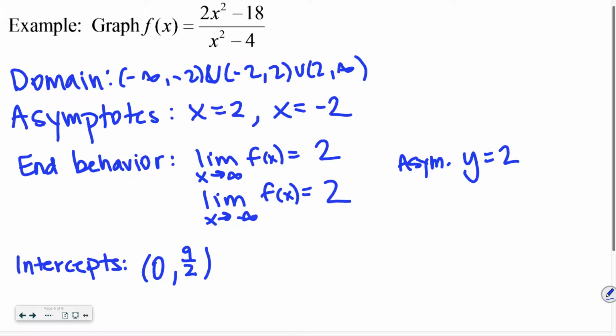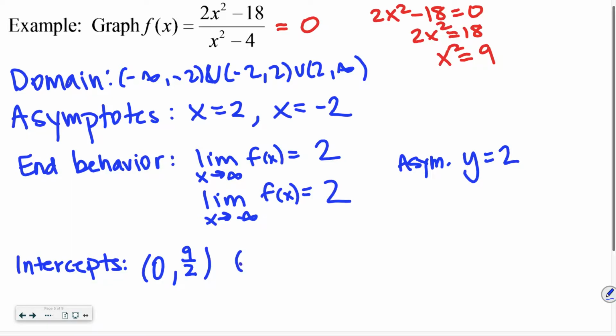Okay. Now, if we're going to set this equal to 0, it's really just the numerator. Do you agree? So we're talking about 2x squared minus 18 equaling 0, which is essentially asking for where is x squared equal to 9. So we have 2 x-intercepts, one at (-3, 0) and one at (3, 0).